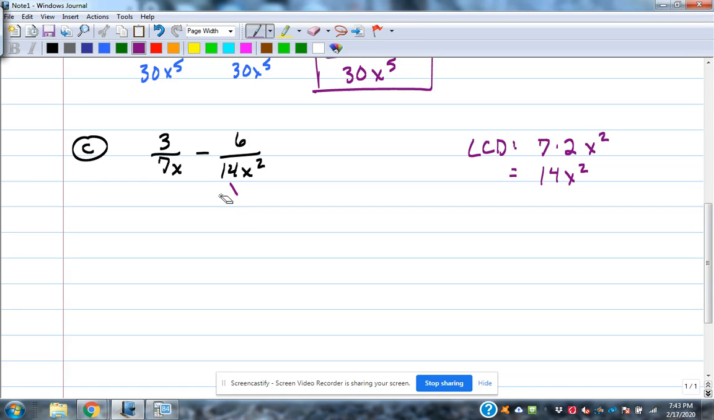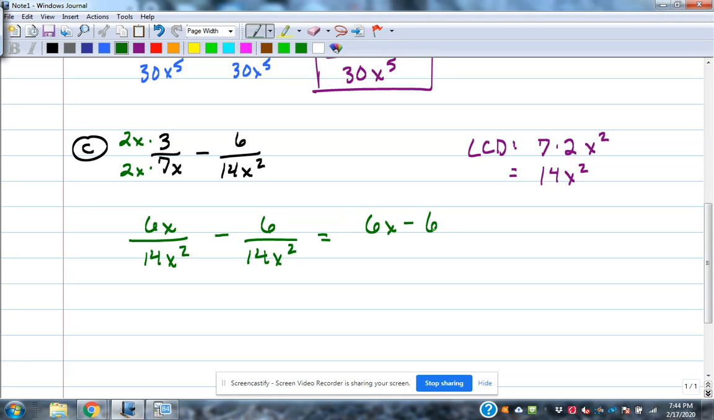Okay, so the first fraction, what do I multiply it by to make it into a 14x squared? 2x on top and 2x on bottom. That's going to be 6x over 14x squared minus 6 over 14x squared. Those are not like terms, so I'm just going to write it 6x minus 6 over 14x squared. Can I simplify that one, though?